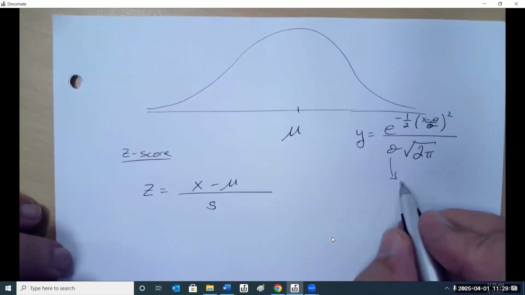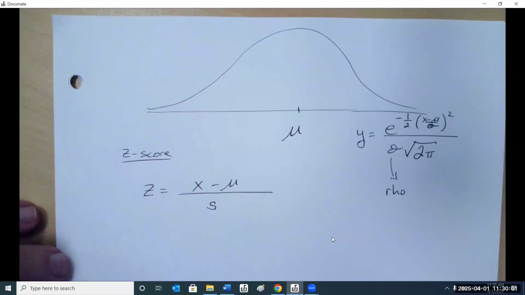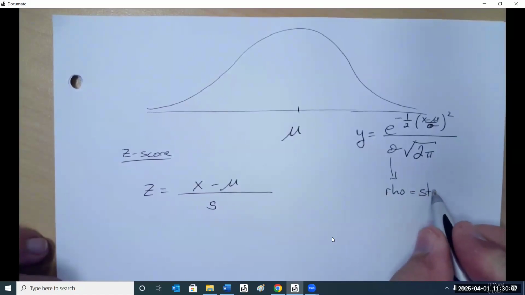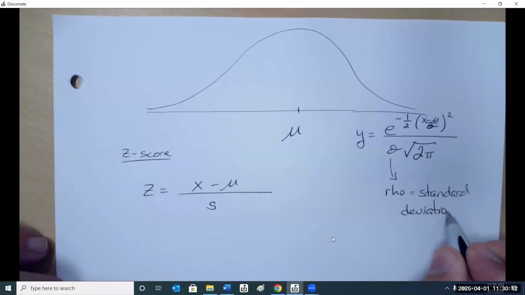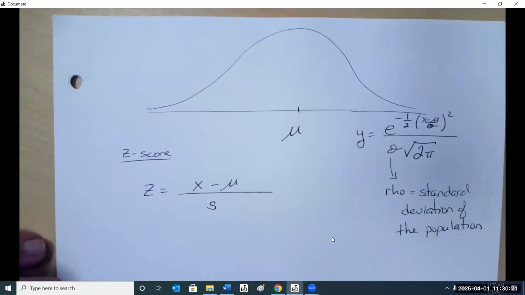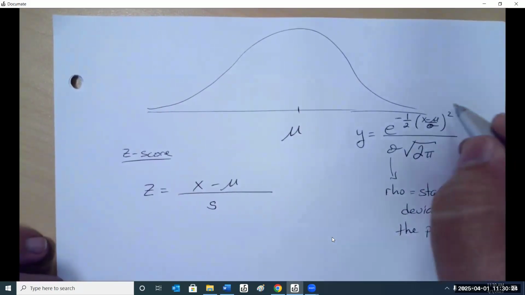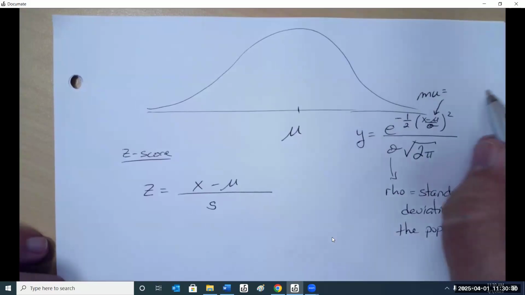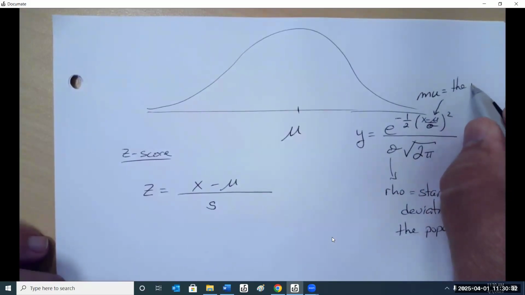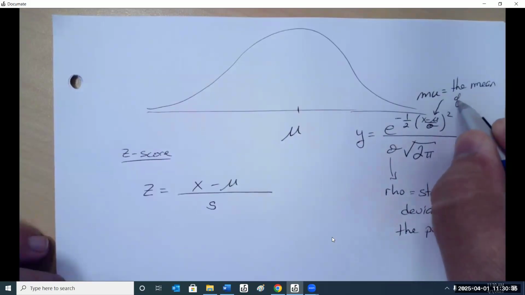Remember what this represented? Standard deviation of the population. This is mu, the mean of the population.